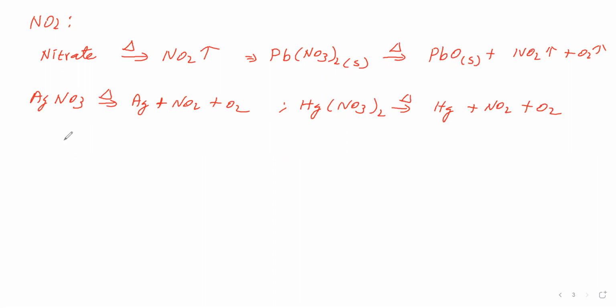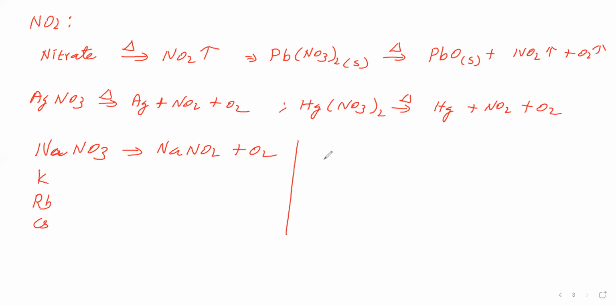Then the next exception: sodium nitrite, sodium nitrate. Sodium nitrate on heating gives NaNO2 and O2, that is, sodium nitrite and oxygen. Similarly potassium, rubidium, cesium, but not lithium. Lithium nitrate comes under the first category only. So sodium, potassium, rubidium, cesium nitrates on heating give the respective nitrite and oxygen.